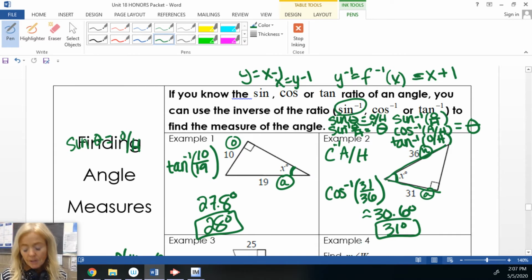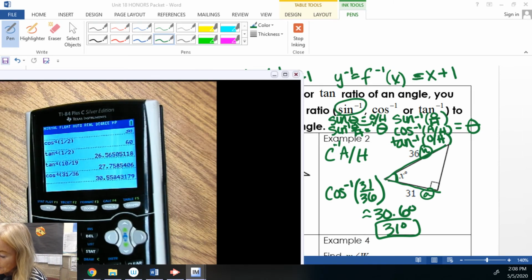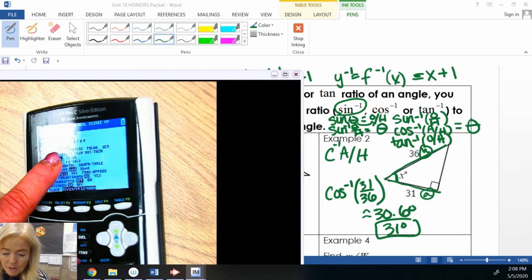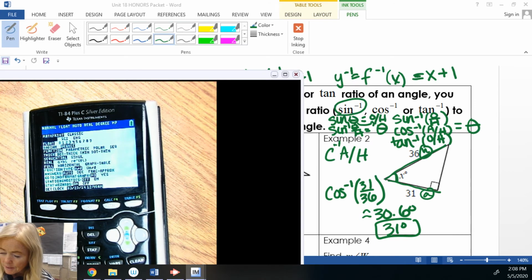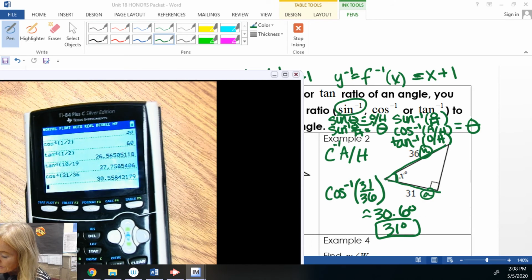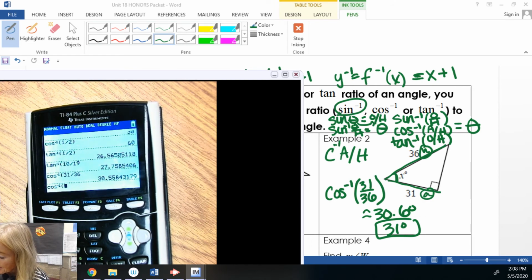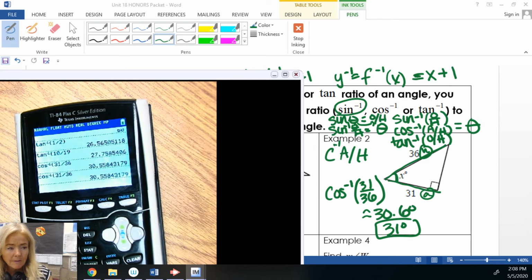All right, now again, if you're not getting that and you plugged in the calculator just like I did, then the only thing that I'm guessing is wrong on yours is the degrees. So you have to go into mode and make sure your degree is highlighted. Okay, if radian is highlighted, you're going to get the totally wrong answer. So we need to make sure degrees are highlighted. All right, and then once you do that, you can do second cosine, put in your 31 divided by 36 and hit enter, and you should get 30.558.